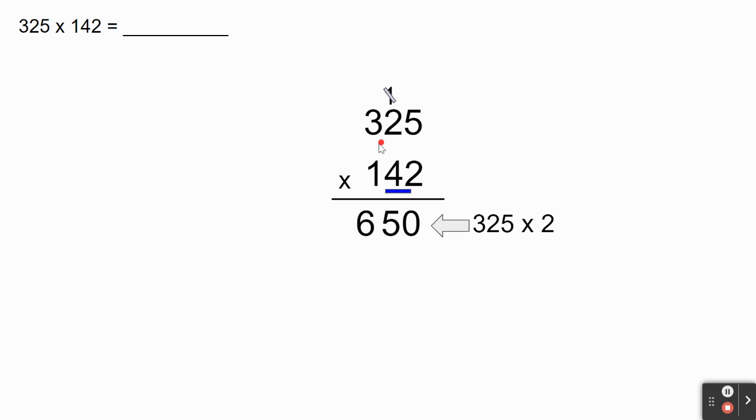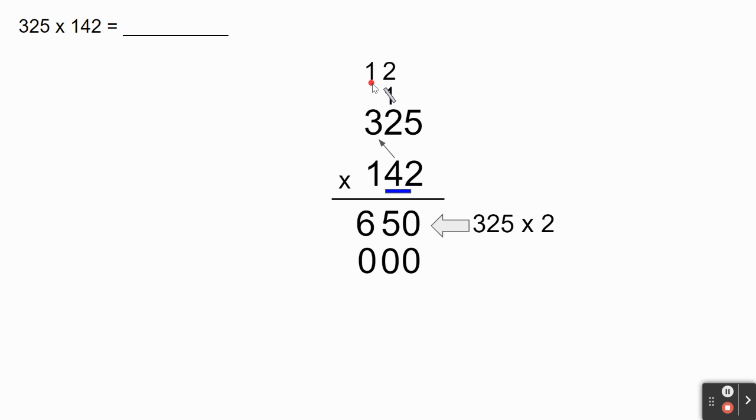Next, we're going to be multiplying 325 times 40, since the 4 is in the tens place. Since that 4 is in the tens place, we're going to place a 0 in the ones place. This will allow our answer to start in the tens place. 4 times 5 is 20, so we're going to place a 0 in the tens place and regroup the 2 on top of the next digit that we're going to be multiplying. Now we can multiply 4 times 2, which is 8, plus the 2 we regrouped, which is 10. So place a 0 down here in the hundreds and regroup the 1 to the top of the next digit that we're going to be multiplying.